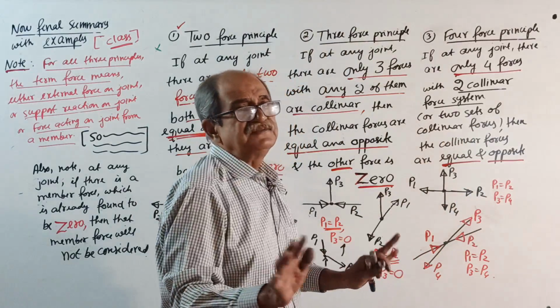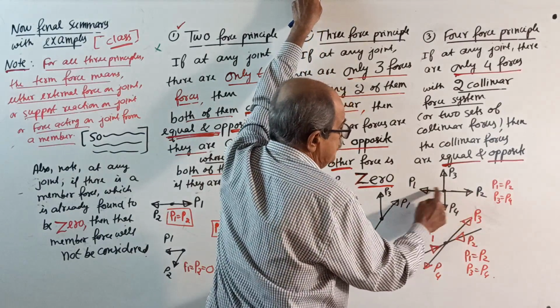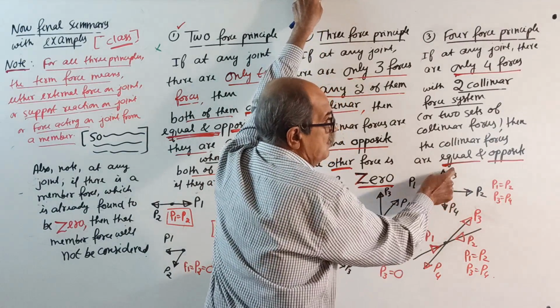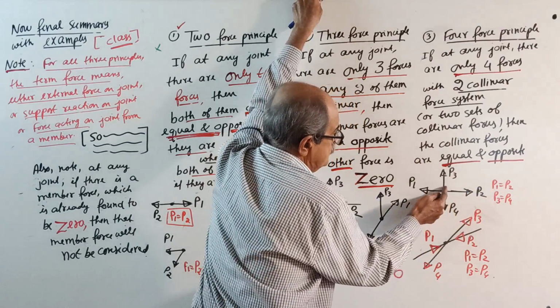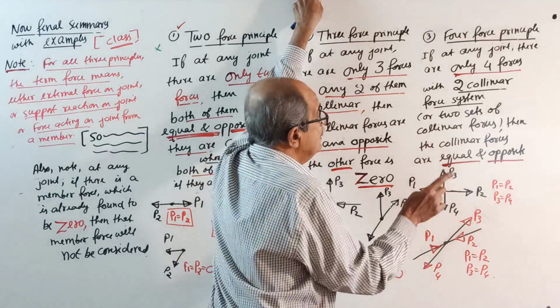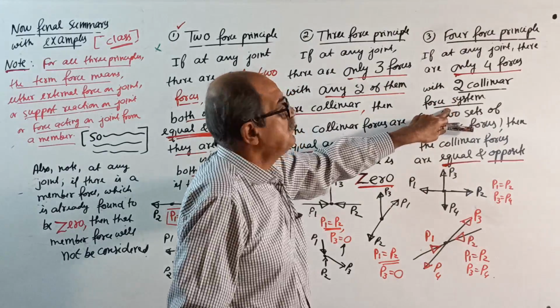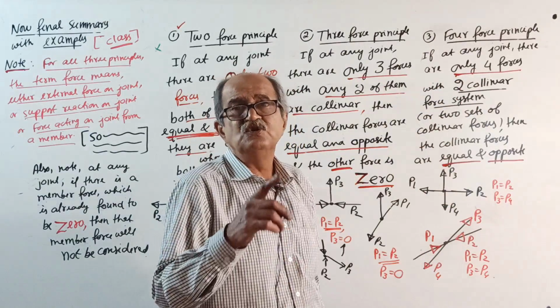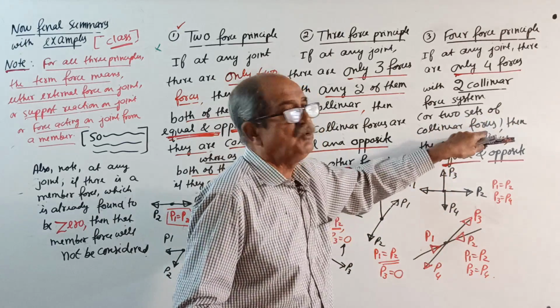Incoming, outgoing does not matter. Here, P1 and P2 are collinear, and P3 and P4 are collinear. So P1 equal to P2, and if P3 is pointing this way, you can't apply it. I told you the applicable condition: for a two collinear force system, among the four forces there should be two sets of collinear forces.